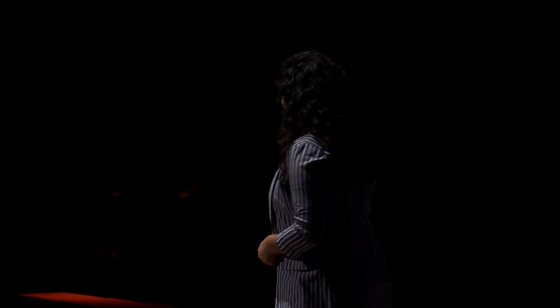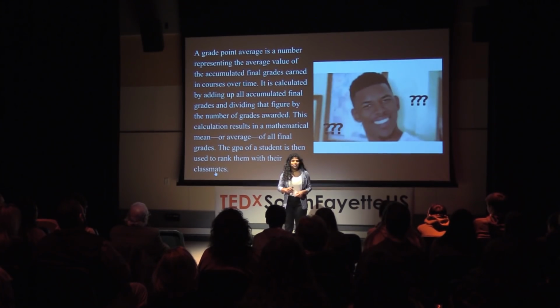So, let's start off with some definitions. What is GPA? A GPA is a number representing the average of the grades that a student receives. It's calculated by taking the accumulated final grades and dividing them by the number of grades or credits awarded. This results in a mathematical mean, or average, that represents the student's grades. This number is then used to rank them.